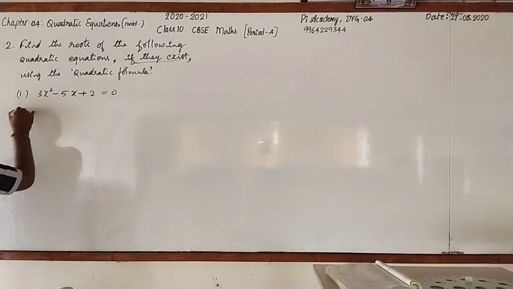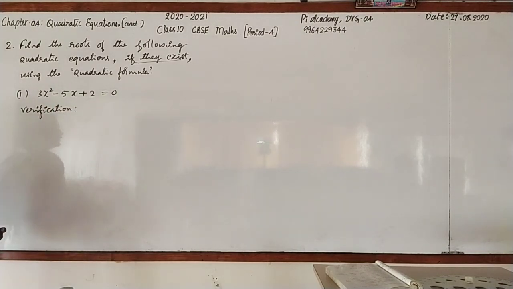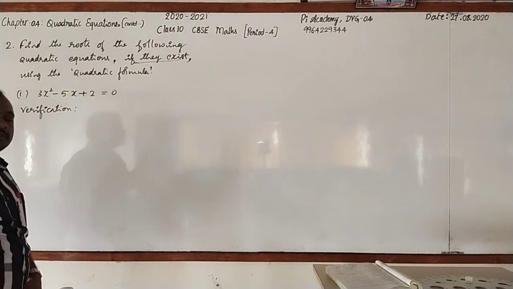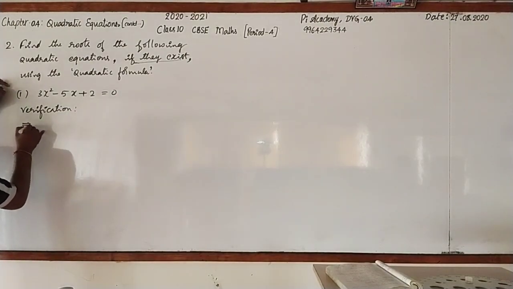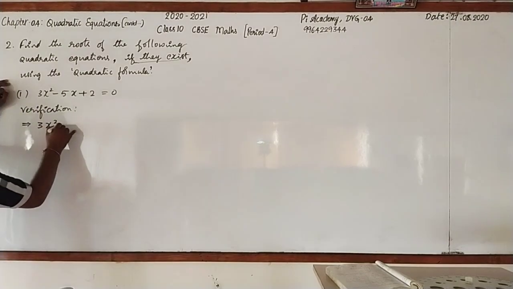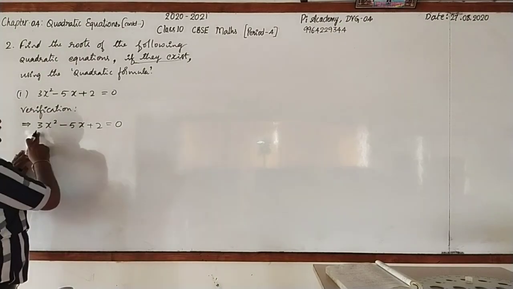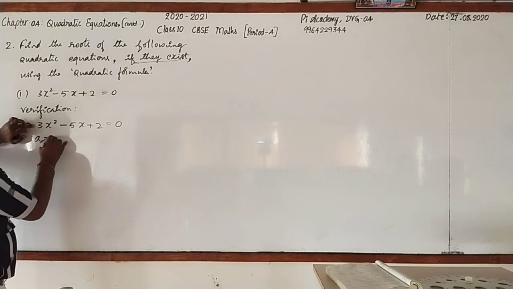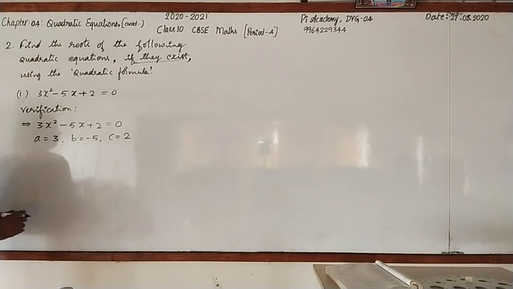Okay, first we are going to verify, or we are going to check, whether the roots exist. Verification. Students, do one thing, pause the video and copy from here to here. After that, just keep on writing it. Yes, verification. First we will go for writing the given equation in standard form. 3x square minus 5x plus 2 is equal to 0. It is in the form ax square plus bx plus c equal to 0. Then write the values of a, b and c. a is 3, b is minus 5 and c is 2.